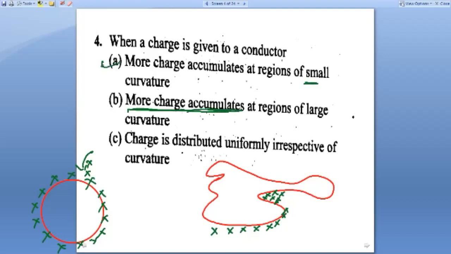So more charges are accumulated in small curvature. This is option A, the correct answer. Less charges accumulated in the region of large curvature. Charge distributed uniformly irrespective of the curvature? No, it is not irrespective, it is respective to the curvature. So these two are wrong answers. That is, option B is the correct answer.